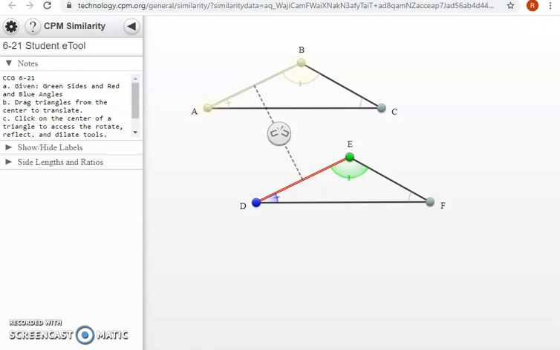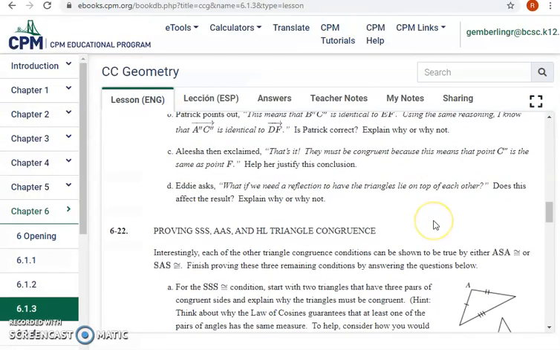Because we already have the triangles being similar, and we also have the fact that they're congruent because of that pair of sides being the same. So that means the other two pairs have to be the same. And that's why Patrick's comment here is a true statement. The third one is they must be congruent because this means point C is the same as point F. Why do those two angles have to be the same?